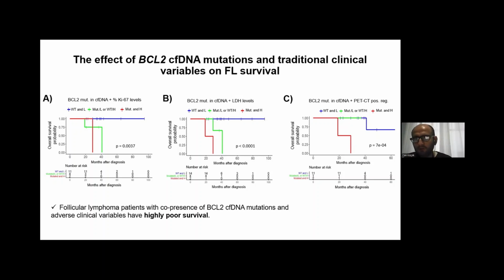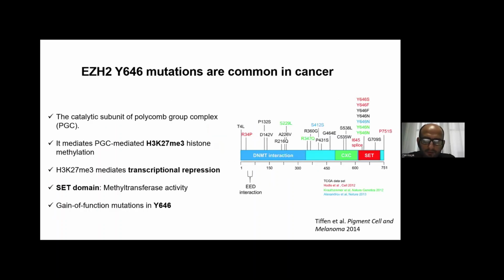So if a BCL2 mutation is present and any of these variables are also high, then we can in theory identify even higher risk patients, but of course this needs to be validated in larger cohorts because the number of cases was low in this study.